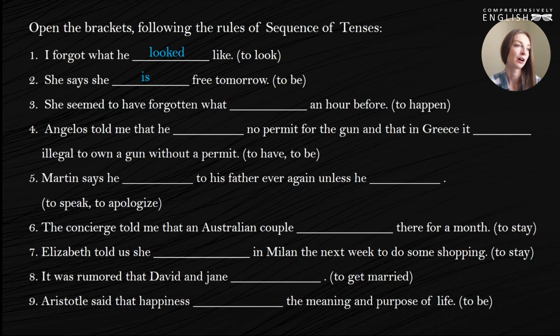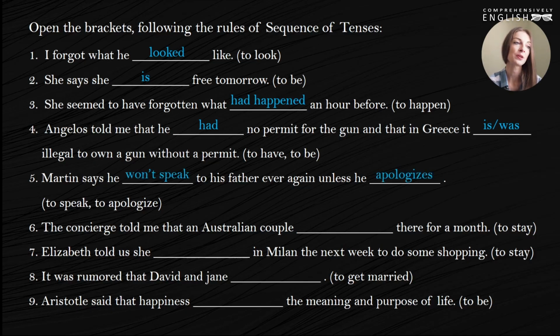She seemed to have forgotten what had happened an hour before. The action in the subordinate clause preceded the action in the main clause, so the past perfect is used. Angelus told me that he had no permit for the gun and that in Greece it is or was illegal to own a gun without a permit. So in the second case here, we can use either is or was, so either the present simple tense or the past simple tense, because here we are dealing with a rule, with a law, which is generally true and is not tied to a particular moment in the past.